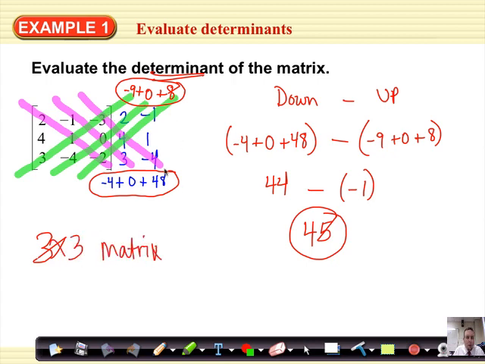You rewrite the first 2 columns. You do your downward diagonals, get a number. Do your upward diagonals, get a number. You subtract the 2. Downward minus upward, you got your determinant. Okay? That's all for determinants so far.